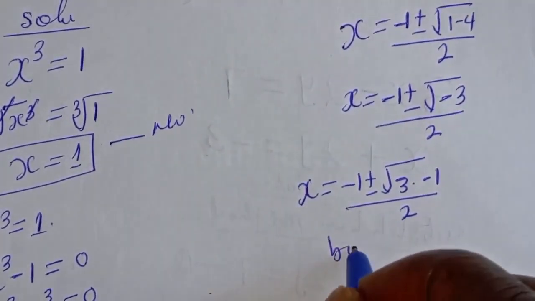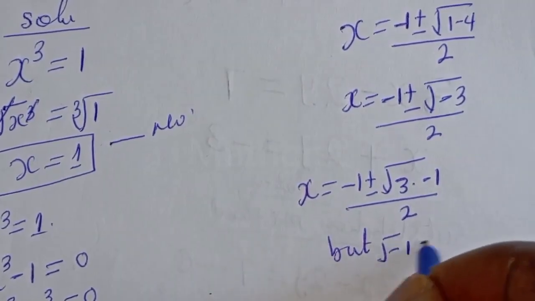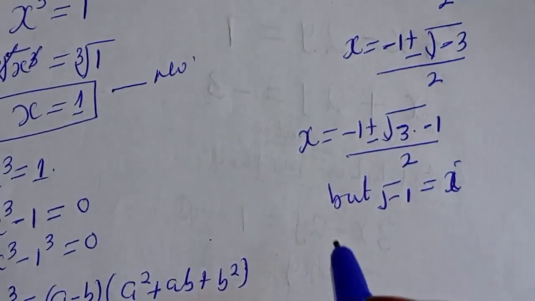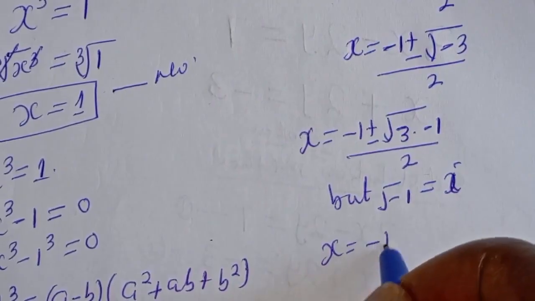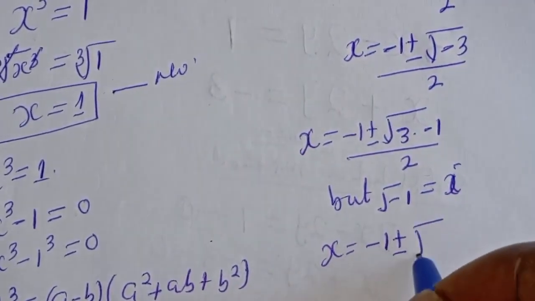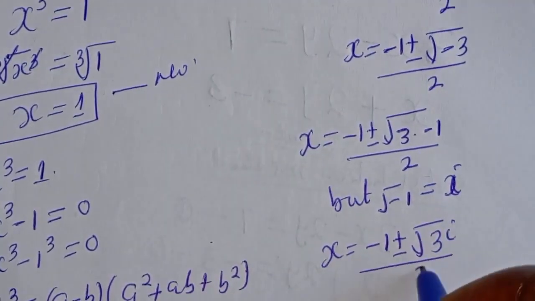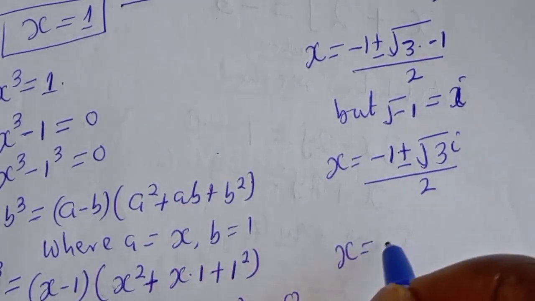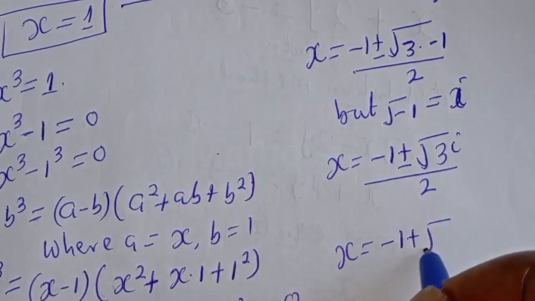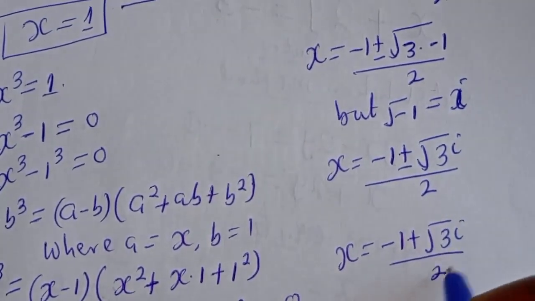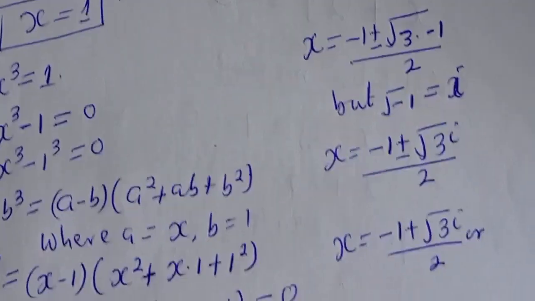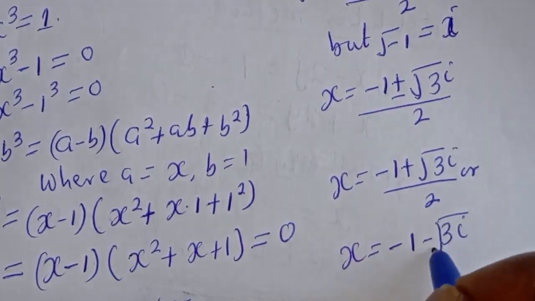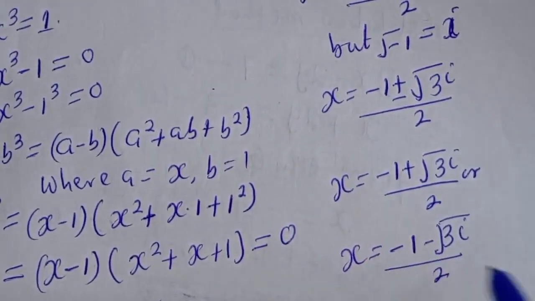But square root of minus 1 is equal to i. Then S is equal to minus 1 plus or minus square root of 3i over 2. Therefore, S is equal to minus 1 plus root 3i over 2, or S is equal to minus 1 minus square root of 3i over 2.